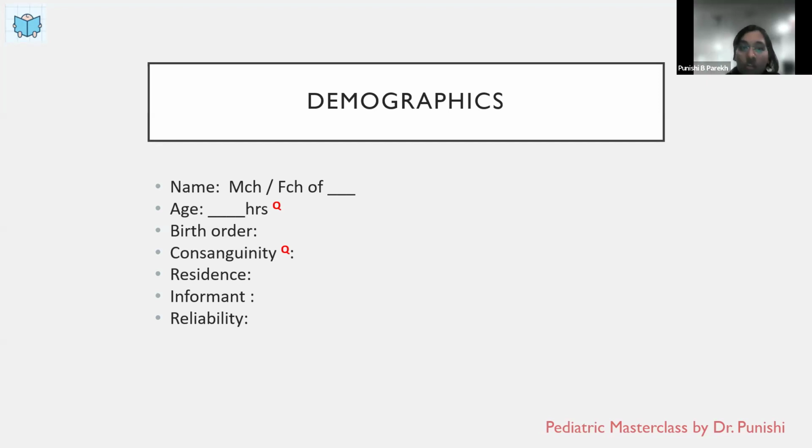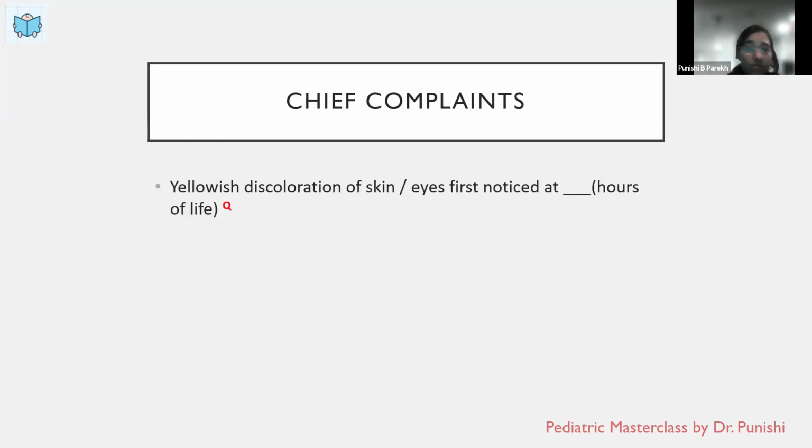Residence, informant, and reliability. So this is the normal format of taking your history on demographics. So remember, age always in hours, especially up to 72 hours, and consanguinity becomes important here. Once you've done the demographics, chief complaint. Chief complaint is very important, and always remember, it has to be in the patient's lay language. You cannot say jaundice because that is medical terminology. So you will say yellowish discoloration of skin or eyes, whatever the mother or the informant tells you, noticed at these many hours of life.